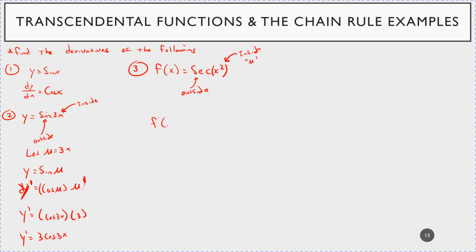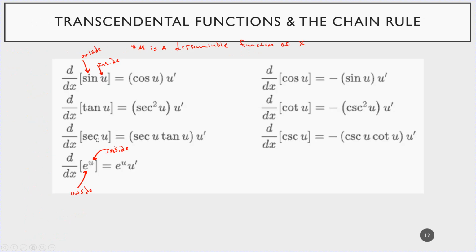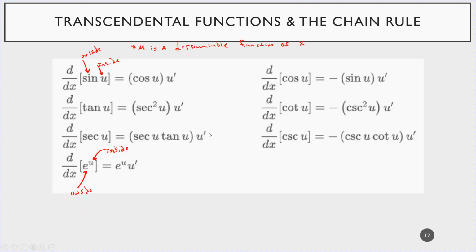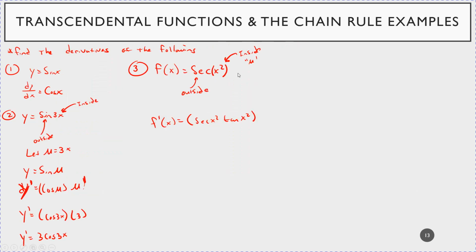So f prime of x: the derivative of secant is secant u tangent u, so this is secant of x squared times tangent of x squared. And then the derivative of the inside, the derivative of x squared, is just 2x. So I'm going to write this as 2x times secant of x squared tangent of x squared, just like that.